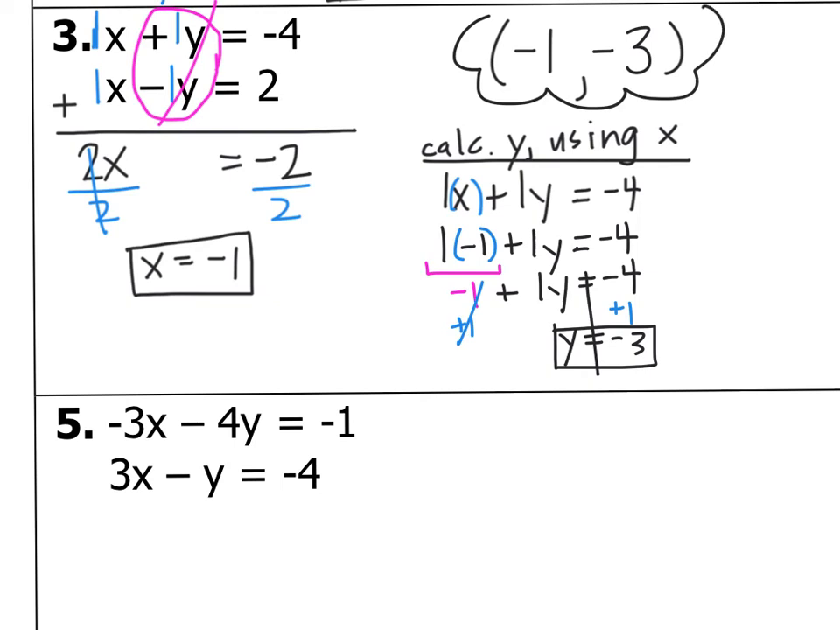So now you've seen one where the variables are ready to go, and one where you will have to multiply something by -1 in order to get opposites.